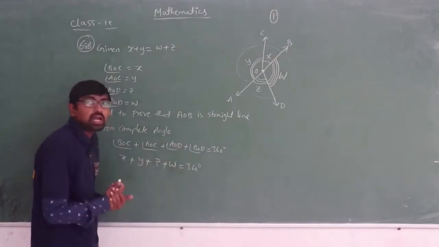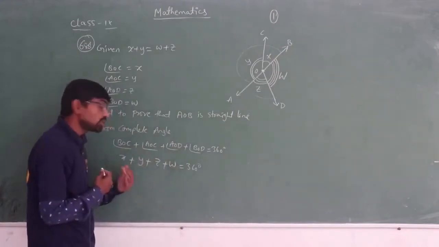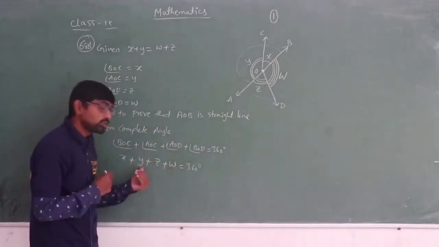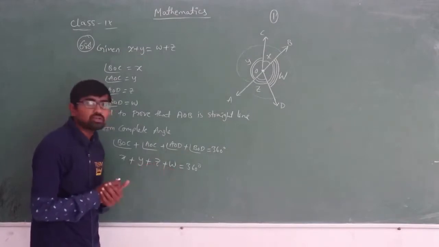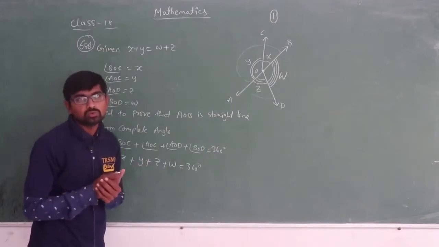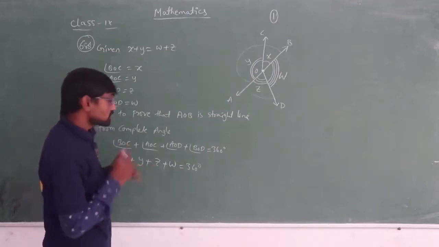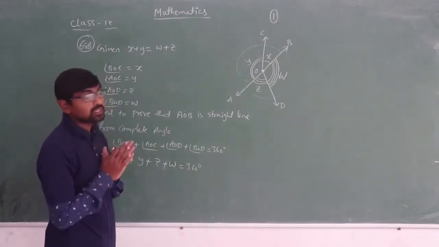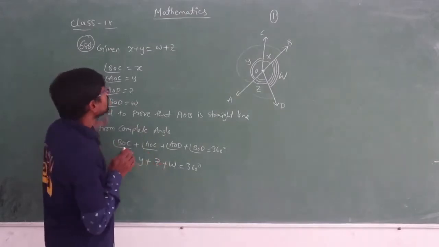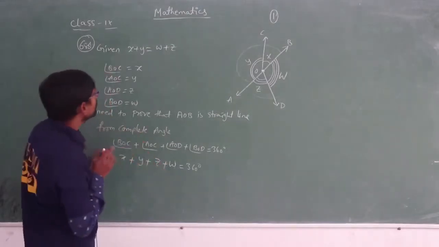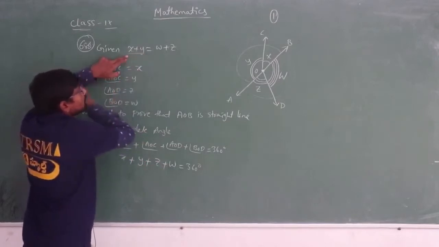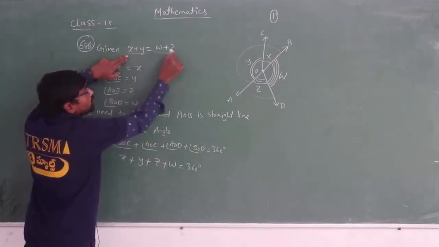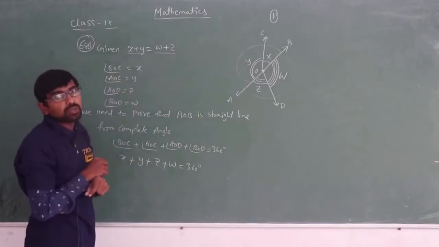Now what do we have to do next? We don't know the value of x, y, z, w, we don't know these values, isn't it? But something will be there. Now let us again come to the question. If you can see in the question, he has given that the value of x plus y is equal to w plus z.